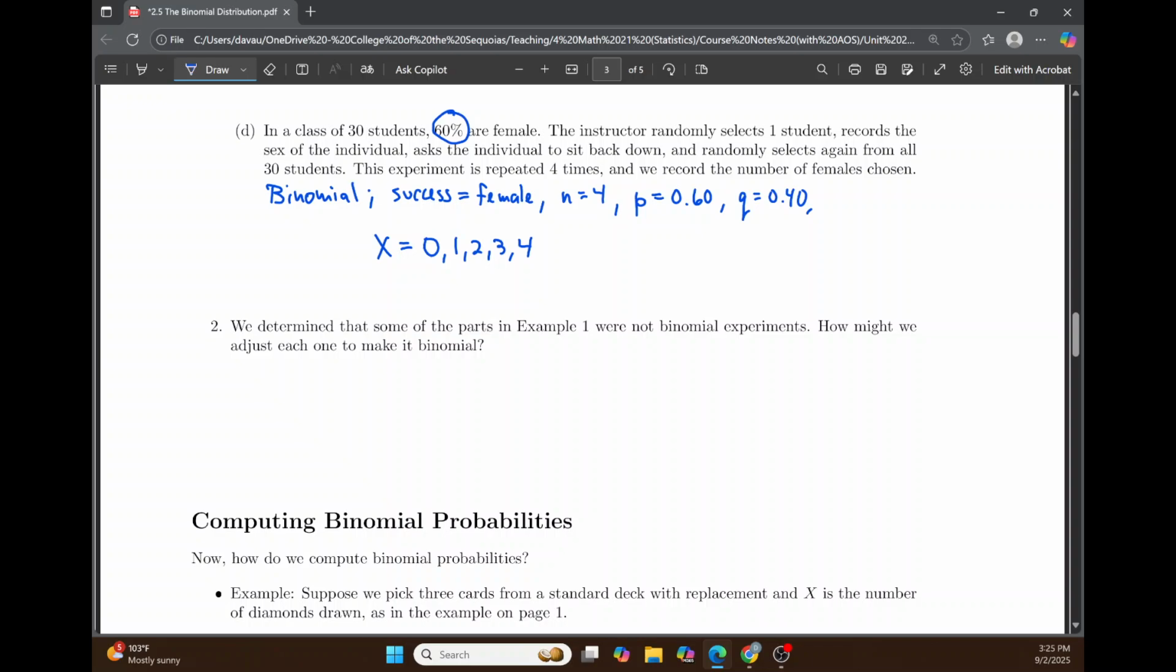One more example kind of like this. It says we determined that some of the parts in example 1 were not binomial experiments. How might we adjust each one to make it binomial? So in particular, parts B and C were not binomial. So how can we fix those?